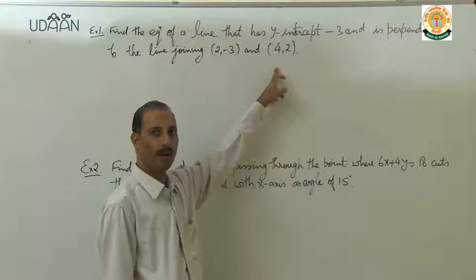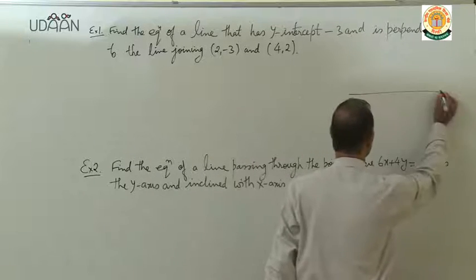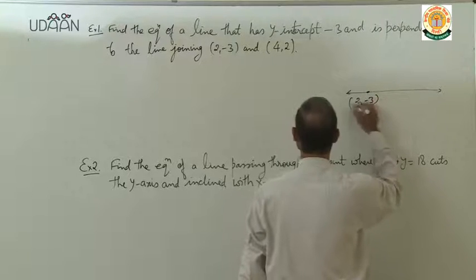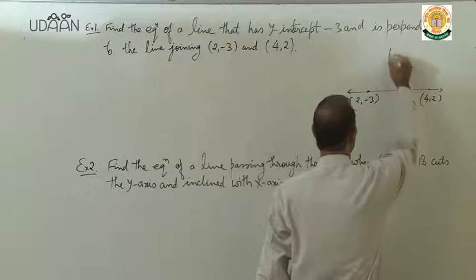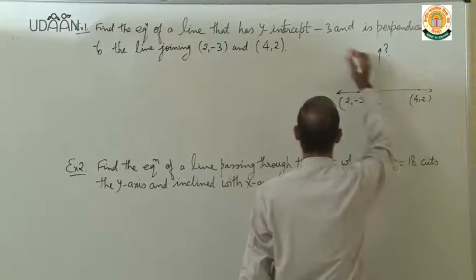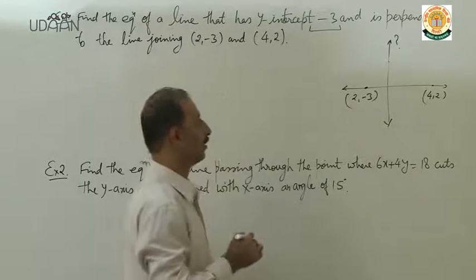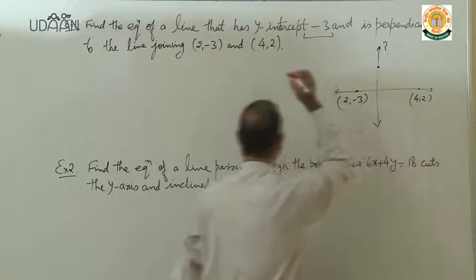Find the equation which is perpendicular to the line segment joining the points (2, -3) and (4, 2). Perpendicular to this. It means you have to find out the equation of this line. This line makes the intercept of -3 on the y-axis. What do you mean by intercept first of all?